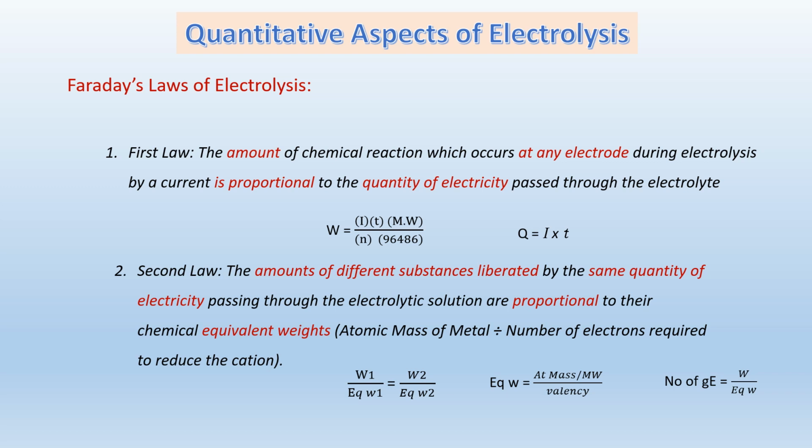And also see the formula. Weight divided by equivalent weight is the number of gram equivalents. So the number of gram equivalents is the same for metal 1 and also for metal 2. That is the law expressed in terms of a formula here.